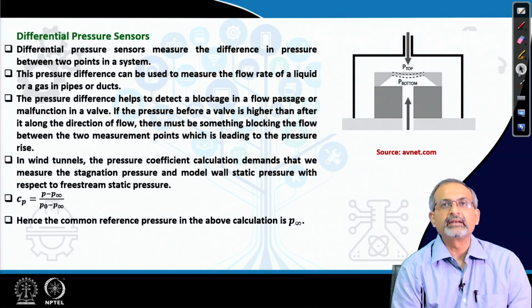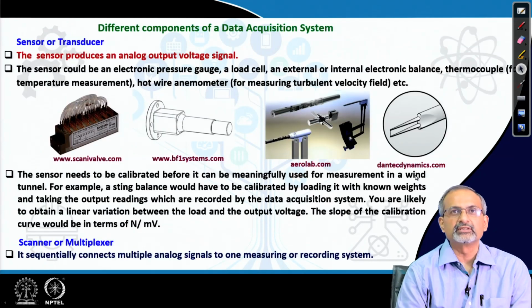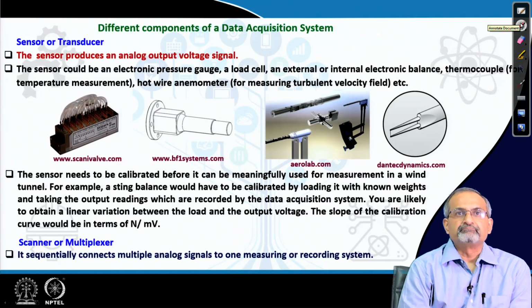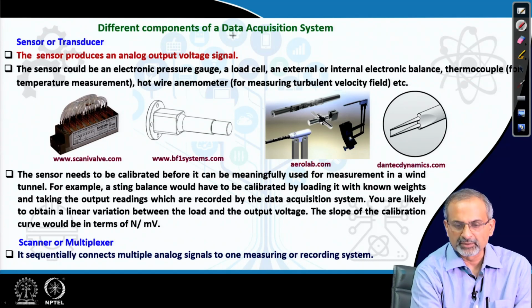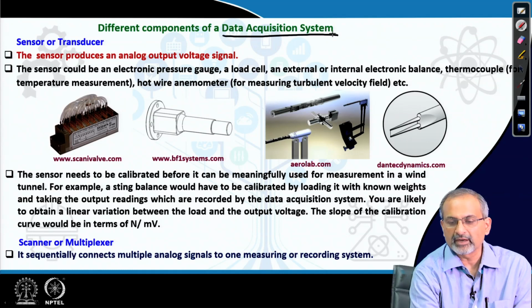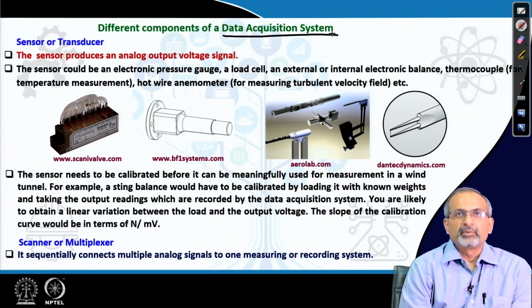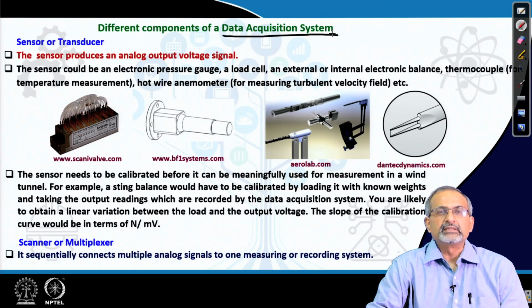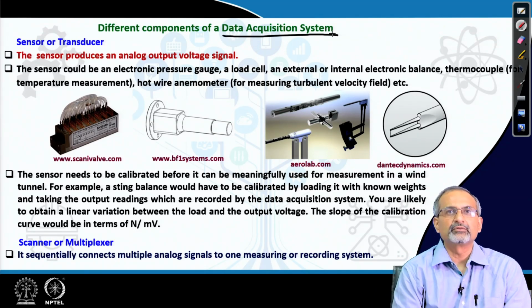So, with that we end our discussion on pressure sensors. Let us move on to data acquisition systems next. Here, we will look at some of the important components of a typical data acquisition system, the kind usually used for wind tunnel measurements. Depending on the kind of data acquisition system you are using, there may be some differences here and there, and some more components which we are not explicitly discussing here, but we are trying to mention the most important ones.